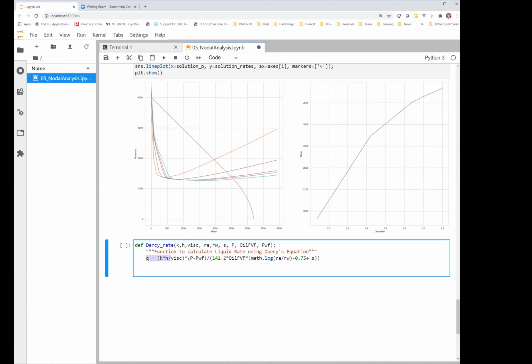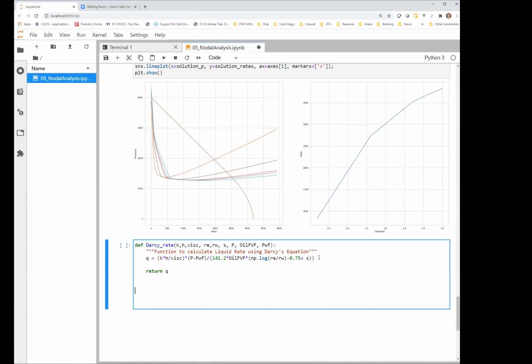In a normal function, you should be doing this, but if we're using the array, we just need to change this to NumPy. So we're using the NumPy array logarithm on this. This is the only mathematical operation we have here. If we have more mathematical operations, we should just precede the operation with np. And then I'm going to return Q. So let's see what the difference is now.